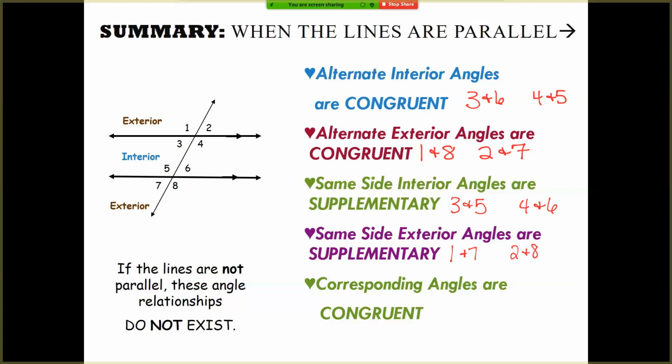And then corresponding angles are always congruent. So there are lots of sets of corresponding angles. I could do 1 and 5. I could do 2 and 6. I could do 3 and 7. Or 4 and 8. So all 4 of those pairs are corresponding angles. They are congruent. The only thing we didn't review on this list is vertical angles. There are, again, 4 pairs of vertical angles. They're opposites here. So 2 and 3 are vertical, 1 and 4 are vertical, 5 and 8 are vertical, and so are 6 and 7.